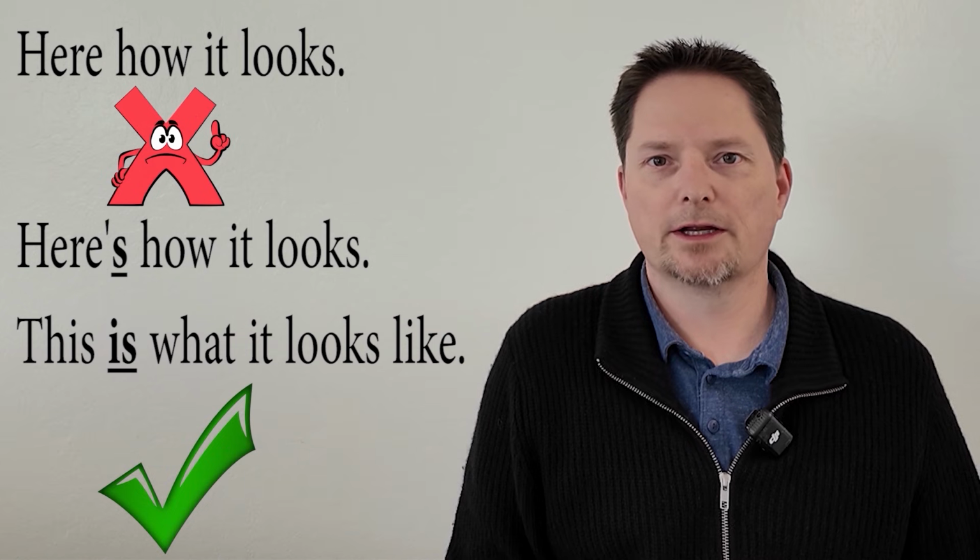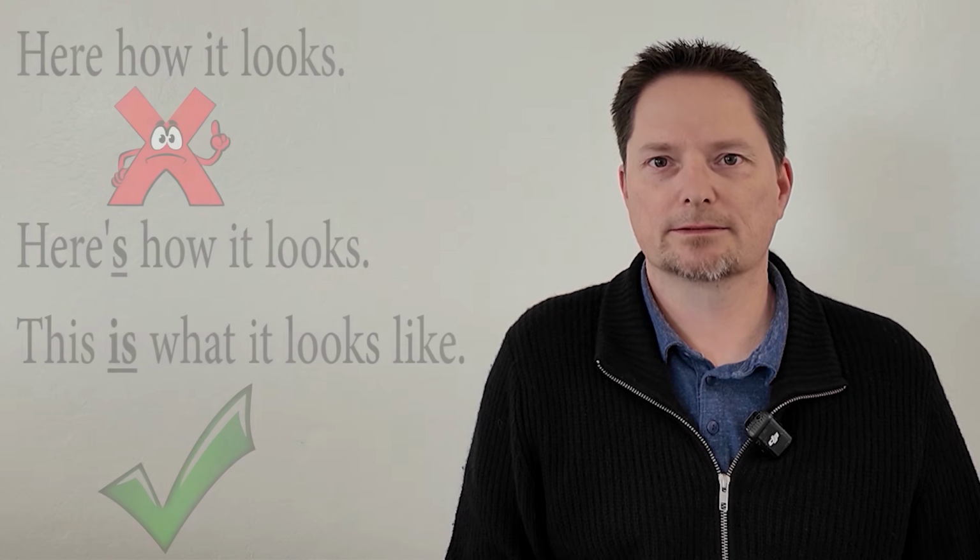And we have other options. You can say here is what it looks like. Or better, this. This is what it looks like. In any case, we need the verb is.